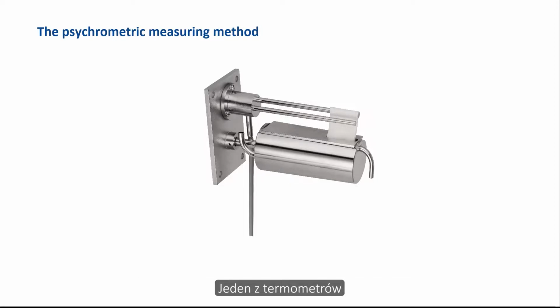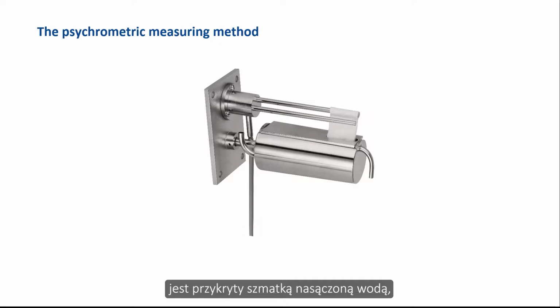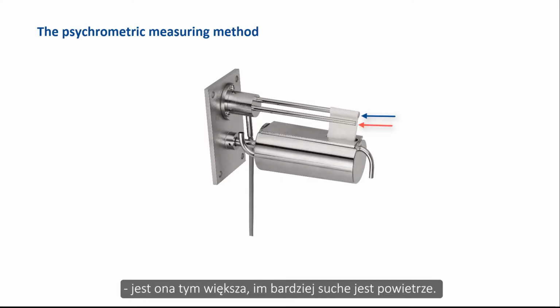One of the thermometers is directly exposed to the ambient air. This measures the so-called dry bulb temperature. The second thermometer is covered by a cloth soaked with water. It measures the wet bulb temperature. Heat is extracted at the wet bulb temperature sensor due to evaporation, and a lower equilibrium temperature is established. The difference between the two temperatures is called the psychrometric difference. It is greater the drier the air.